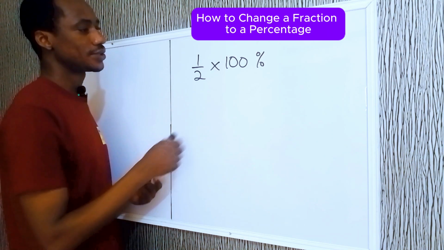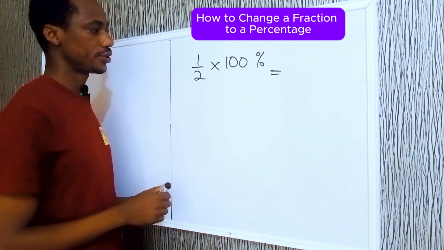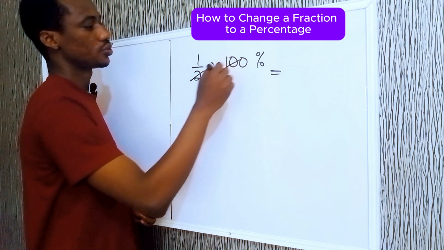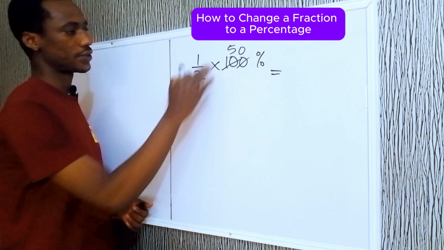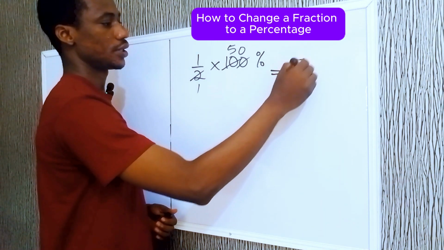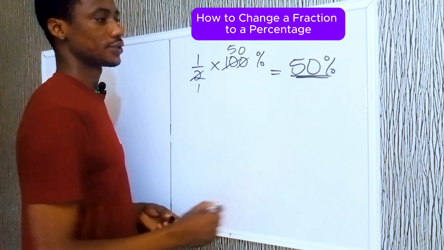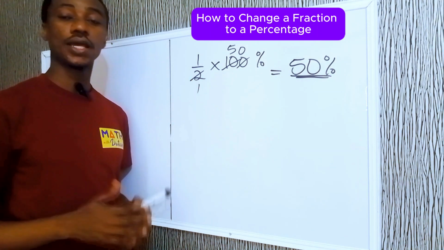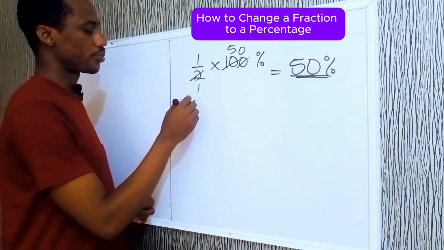Alright, so now let's multiply half by 100. 2 in 2 is 1, 2 in 10 is 5, and 0, 0. So that's 50, right? So 50 times 1 is 50. And then we have the symbol, so this is 50%. That means 1/2 is 50%. Let's take another fraction, another popular one.